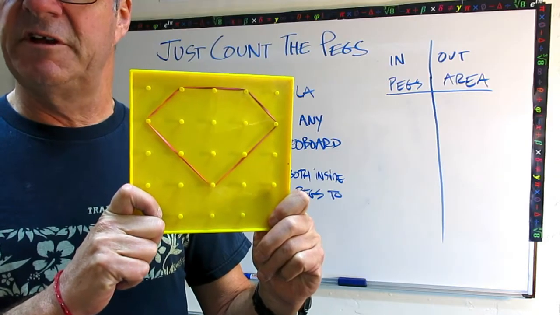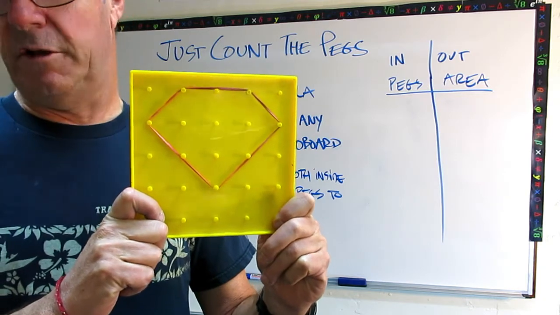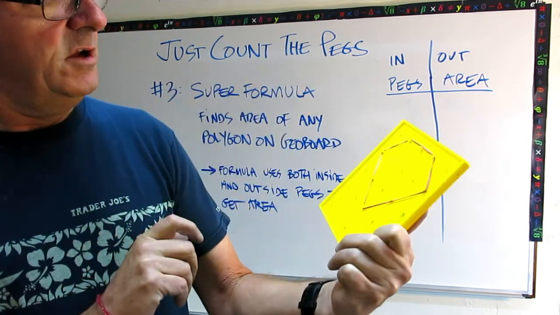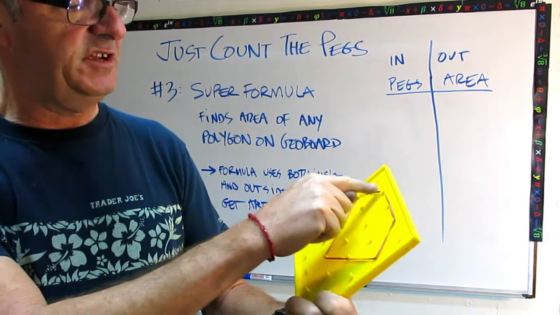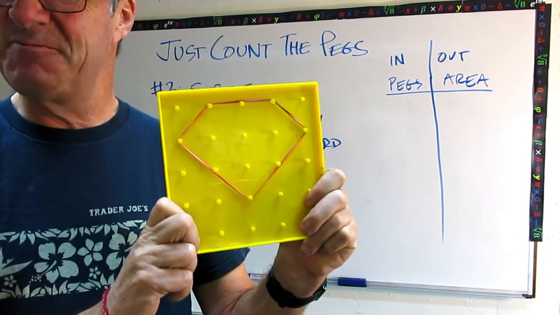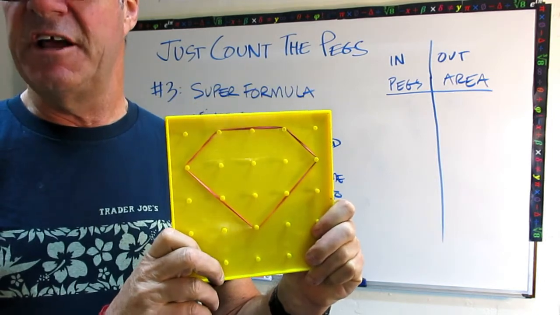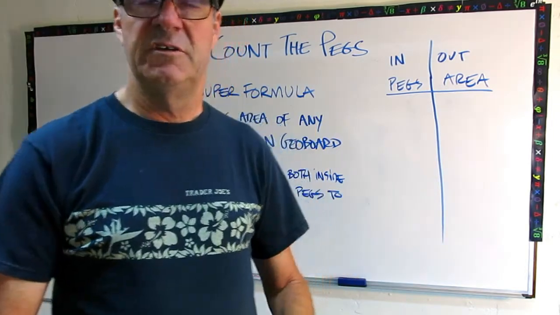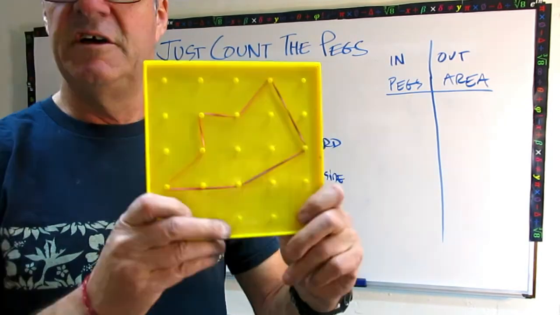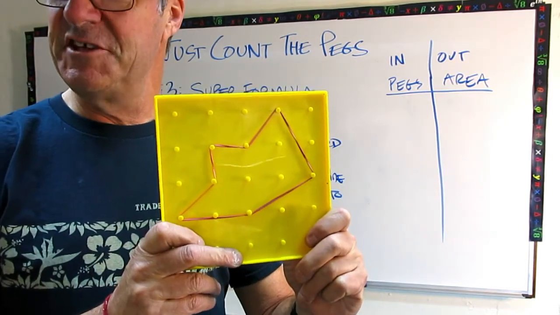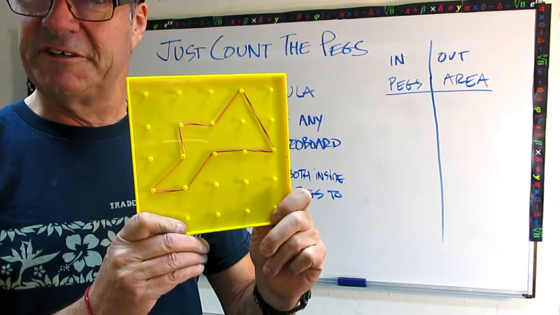Take a look at this one. Check it out. Pretty interesting little diagram. And we have 4 inside pegs, and we have 1, 2, 3, 4, 5, 6, 7, 8 outside pegs. And this one has an area of 7. So you should be able to do a formula for the area of this one. You should be able to find the area of this one using your formula, or even this one.